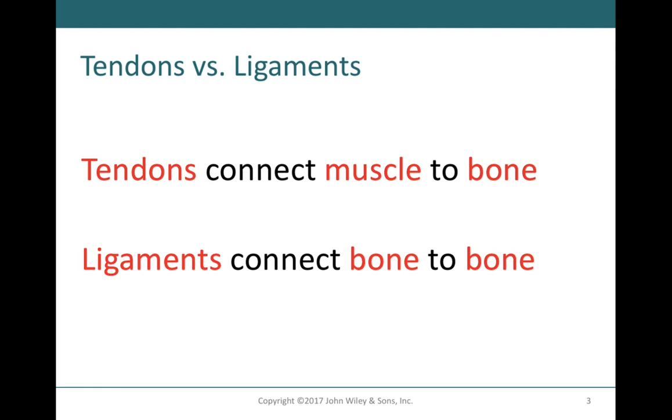Now, in Chapter 9, we're mostly going to be looking at different types of ligaments, and we will not discuss muscles until Chapter 10. But Chapter 10 is right around the corner, so we will then start discussing tendons. So I just want us all to be aware that tendons connect muscles to bone, ligaments connect bone to bone.